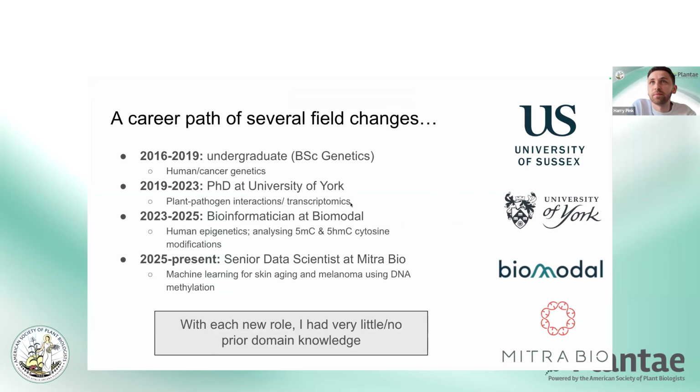I started off as an undergraduate at the University of Sussex, not doing plant science at all. I was doing human genetics, cancer genetics, with research projects involving cell biology, cell cycle control, these sorts of things. At this point, I was thinking that I wanted to be a lab scientist at the bench. I was looking for PhDs, and I was not really sure what I wanted to do.